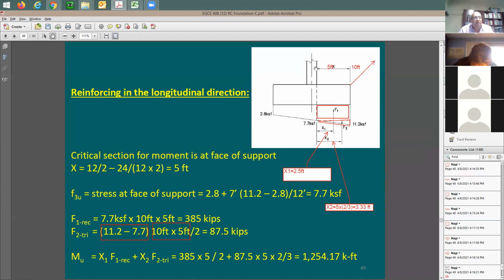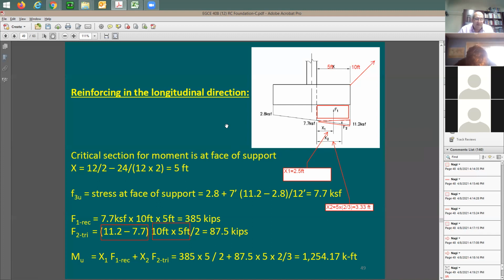This is why when you take the moment about this face, it is going to be equal to F1 times x1 plus F2 times x2, and this is exactly what we have in this equation. With that, I have 1254.17 kip-feet. You have the depth of the footing.